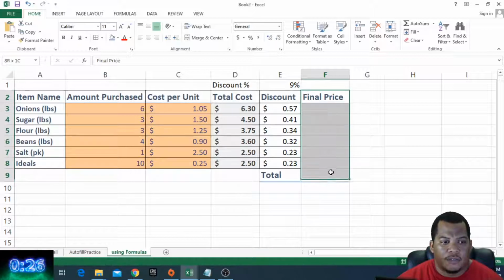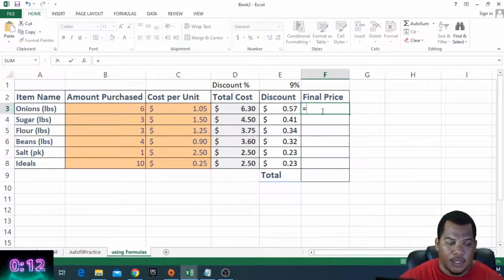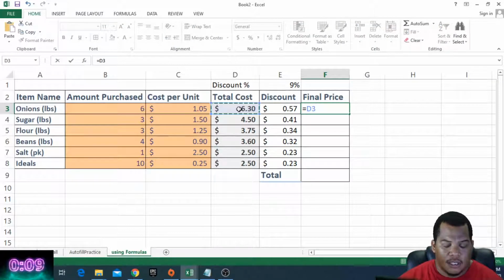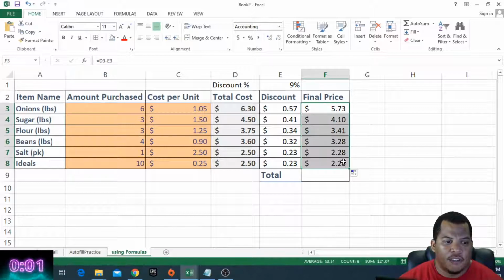All right, so to find the final price, I'll border this. To find the final price, you would do what? Total cost plus, sorry, total cost minus the discount. So that's equal to total cost minus the discount being given. And so our new price would be 573.